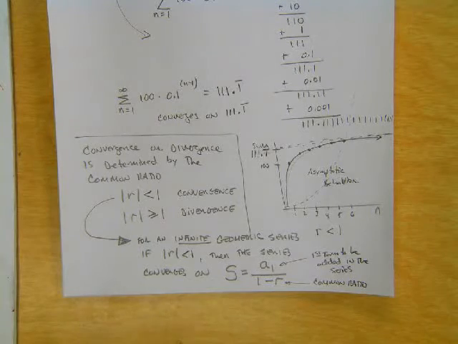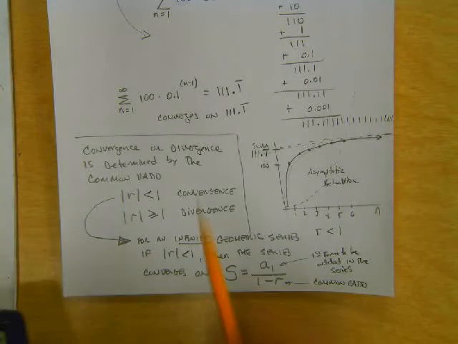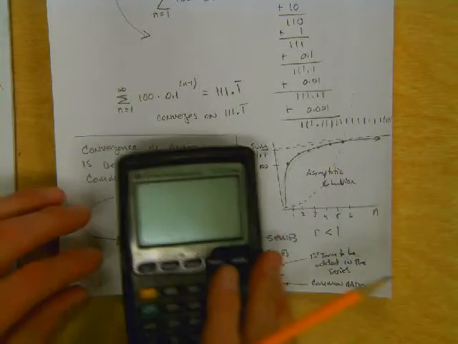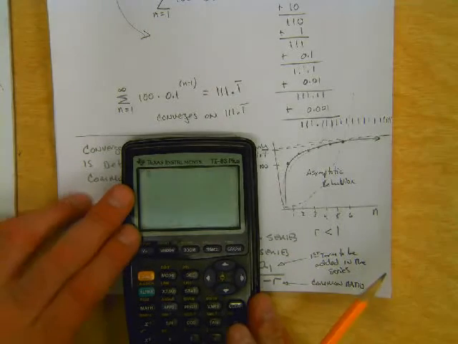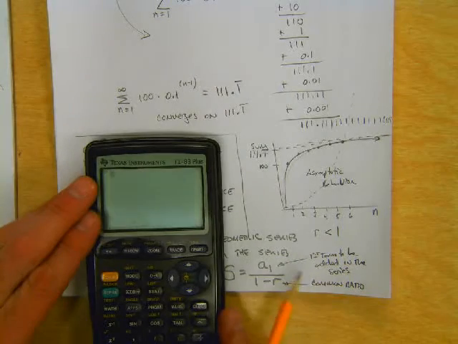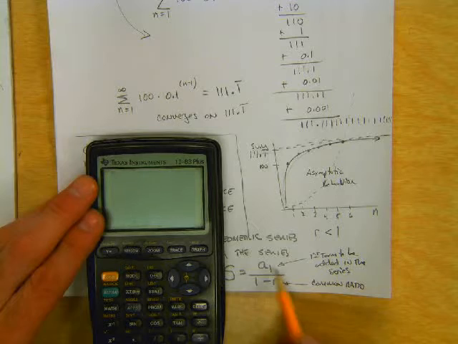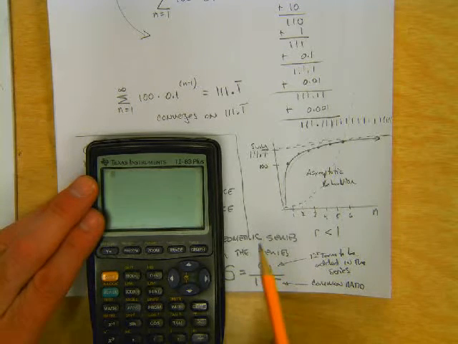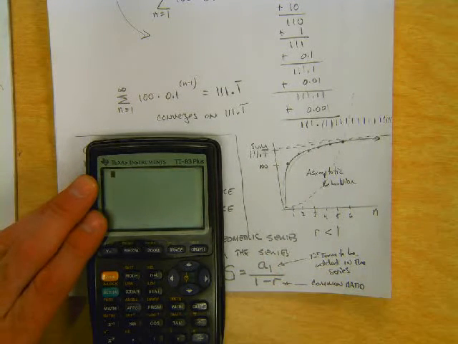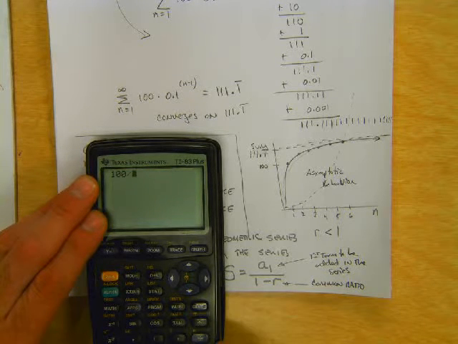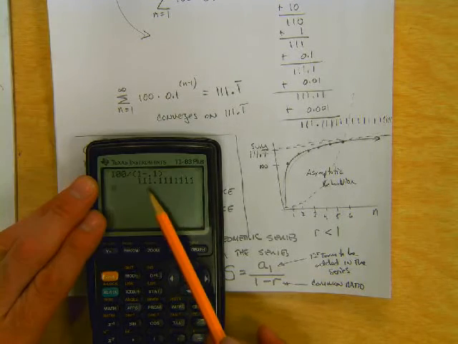Now, let's check that for this problem that we just did. So, if this equation holds true, we should be able to put this formula in and get 111.1 repeating. And so our starting term is 100, and we are going to divide by the parentheses 1 minus our common ratio, which was 0.1, and there it is, 111.1 repeating.